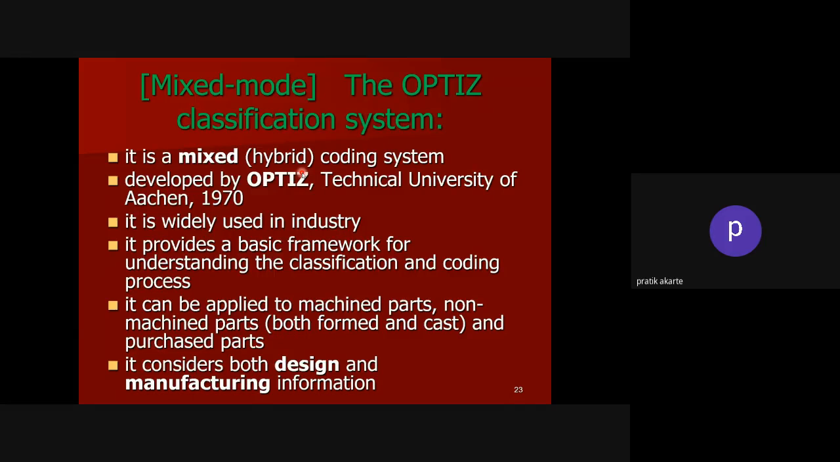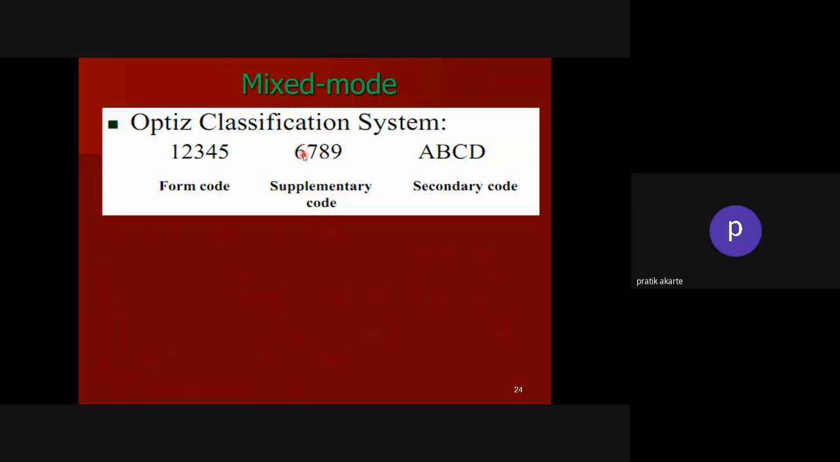So for machine parts, manufacturing attributes are also involved. Then for form or cast and purchase parts, the design attributes are also involved, and it considers both design and manufacturing information. So let us see more about the mixed or Opitz classification system. Let me tell you, it is important from the exam point of view. They ask you in the exam to write a code. They give the figure, the diagram, and you have to write the Opitz classification code for that particular diagram.